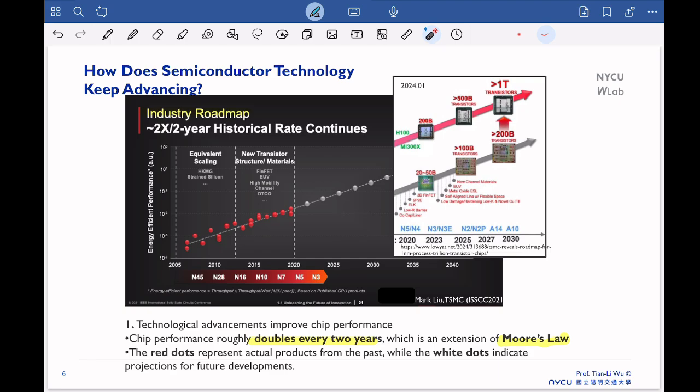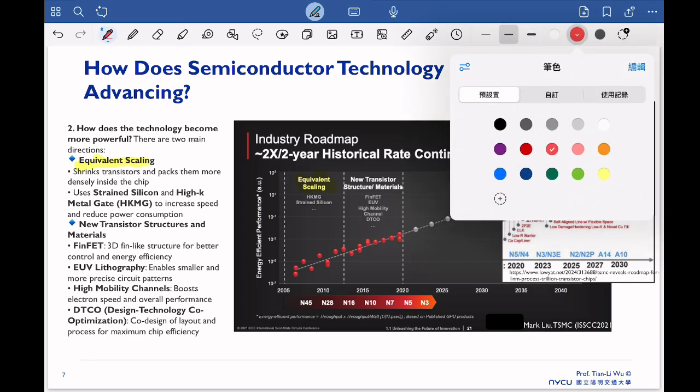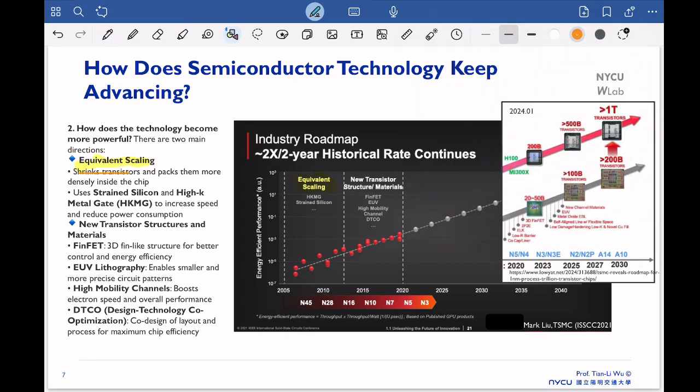And the next one gives some more details on how we can make it. There are two main directions in the past for how we could follow Moore's law. The first one is what we call equilibrium scaling. From 2005 roughly up to 2012, 2013, we had equilibrium scaling. That means we actually want to shrink the transistor and pack them more and more densely inside the chip.